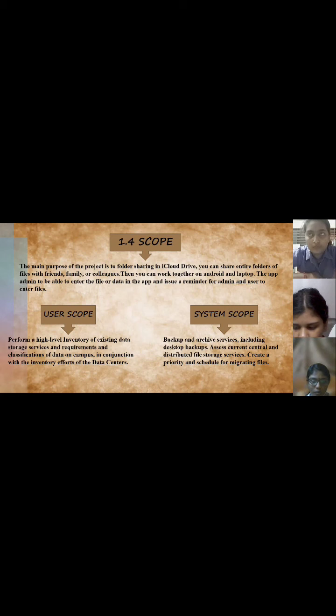The user scope of our project is to perform a high-level inventory of existing data storage service and requirements and classification of data on campus in conjunction with the inventory efforts of the data centers. And the system scope is backup and archive services including desktop backups, access to the data center and distributed file storage service. Create a priority and schedule for migrating files.